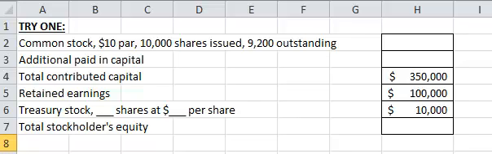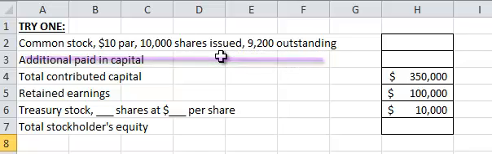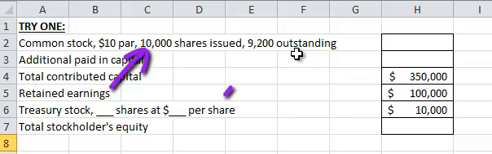We're going to work on the 5 tries class exercise. Let's do try 1 together. Here we have no preferred stock. Here we have common stock with a $10 par. 10,000 shares have been issued and 9,000 shares have been outstanding. So the difference between issued and outstanding is issued less shares in treasury.